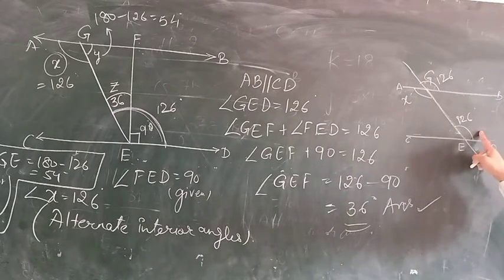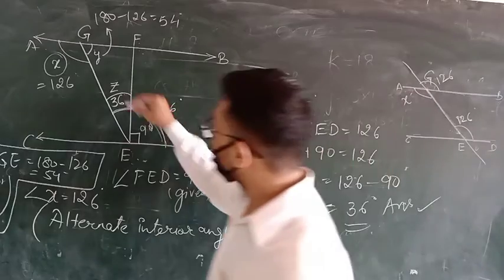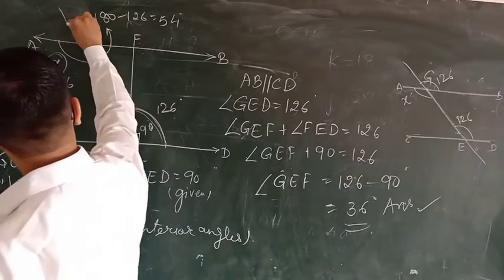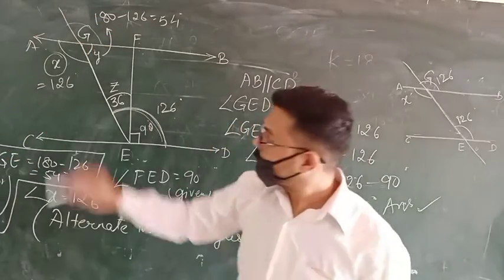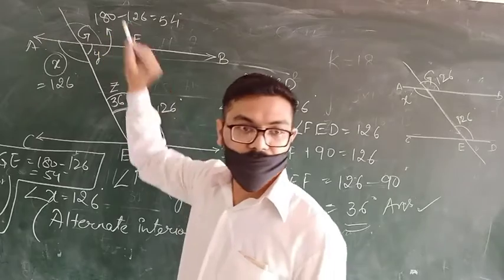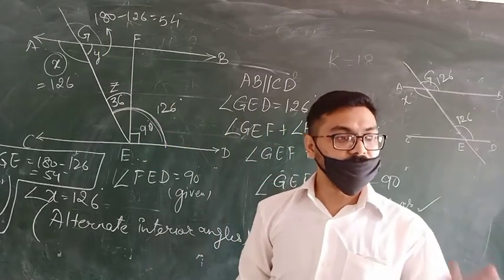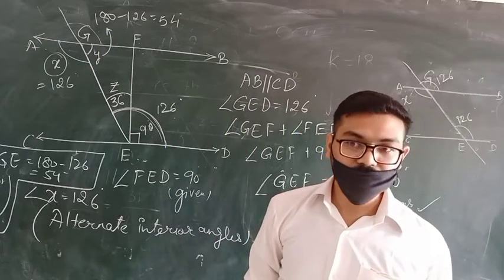This is 126, this is 126. You can write this angle is also equal to 126. Then x is equal to 126. The reason is vertically opposite angles. So this is the second method to solve this same question. Any doubt?